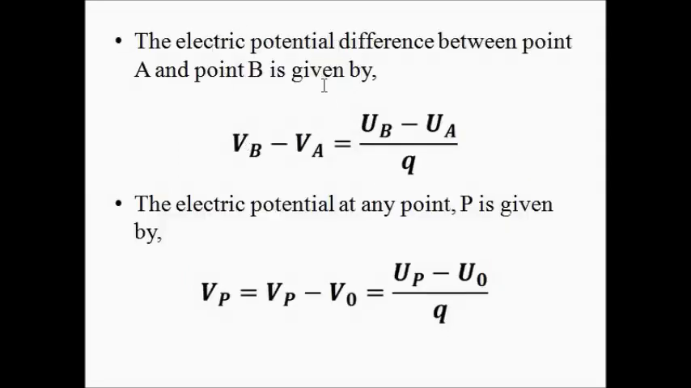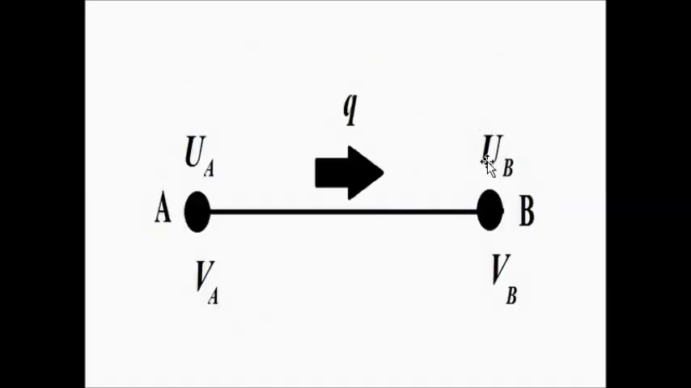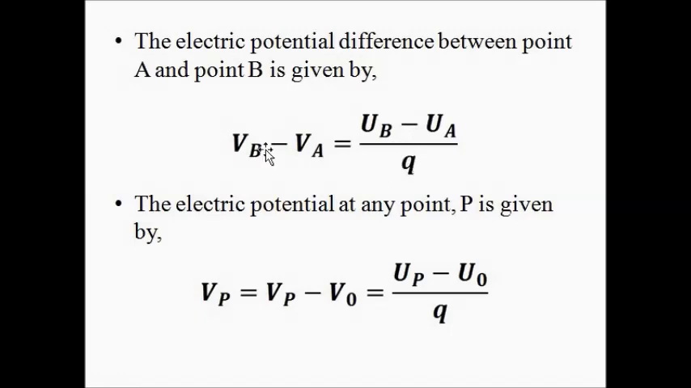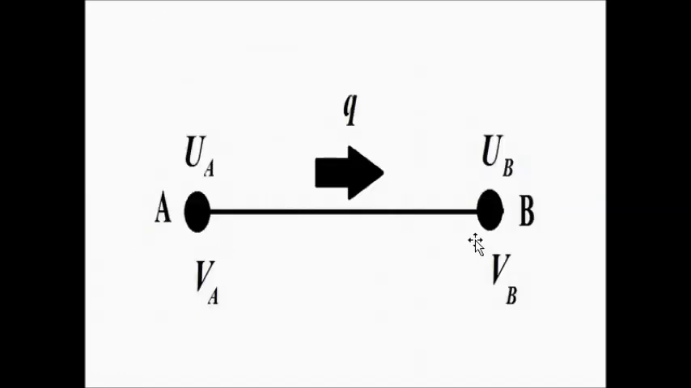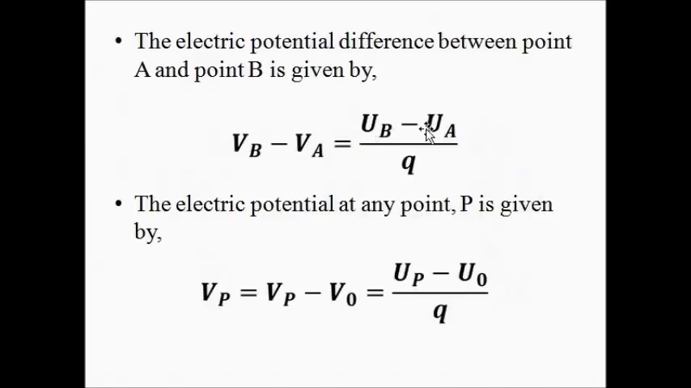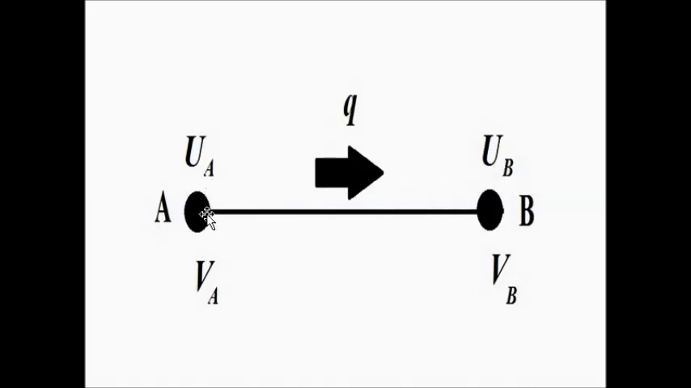Now the electric potential difference between the 2 points A and B is given by the net change in the electric potential energy, that is UB minus UA, that is final electric potential energy minus initial electric potential energy, divided by the test charge itself, divided by Q. So the potential difference between point A and B, VB minus VA, is equal to UB minus UA by Q, which is the change in electric potential energy as the charge is moved from A to B divided by the magnitude of the charge itself.